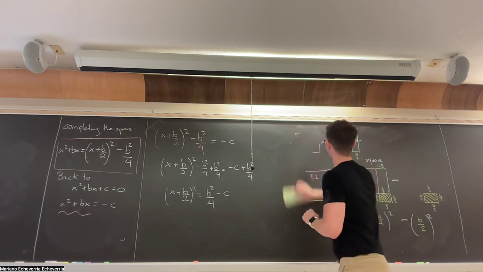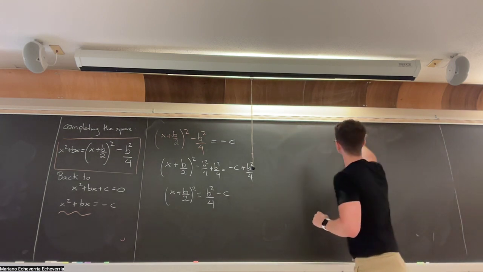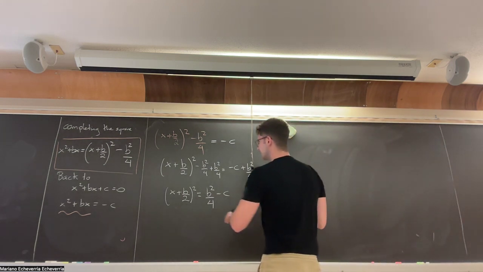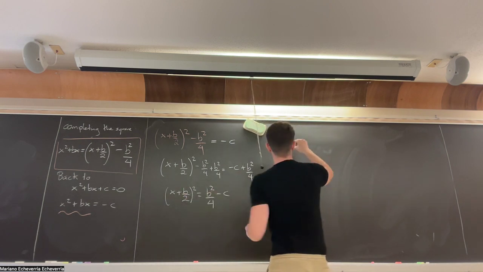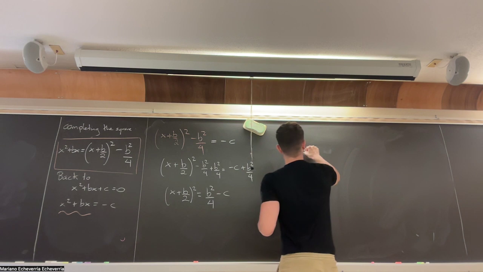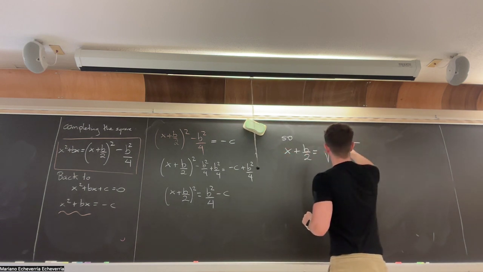So what this is saying is that x plus b over 2 equals the square root of b squared over 4 minus c.